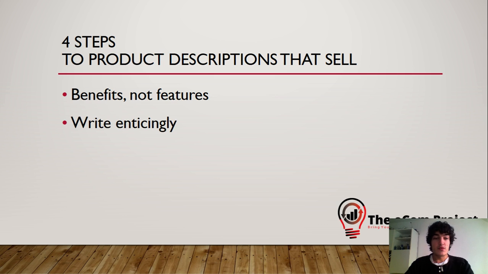The second thing is write enticingly. This is highly important because a product description should not only describe, it should also have a sales message in it already. It's not only about CTAs, buy now buttons and trust badges and everything. This is not enough. You need a product description that first talks about the product in a great way and puts it in the best light, but also convinces the buyer already to buy.